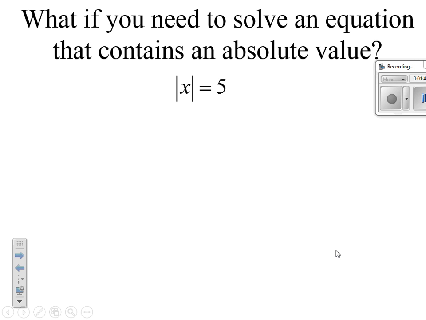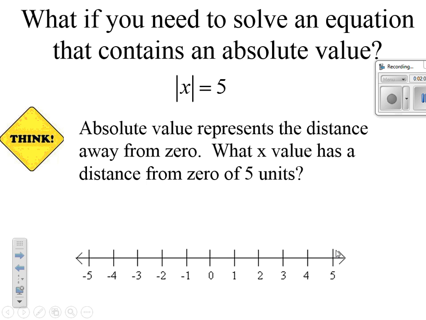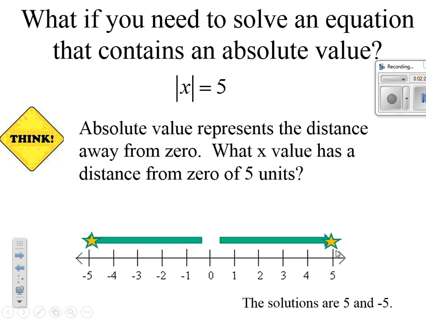So this says the absolute value of something is equal to 5. Absolute value, remember, is the distance from 0. So what x value has a distance from 0 of 5 units? If you need a visual representation, here it is. It could be 5 units on the positive side of the number line at 5, or it could be 5 units on the negative side, the left side of 0, which would be -5. So the solutions would be 5 and -5.